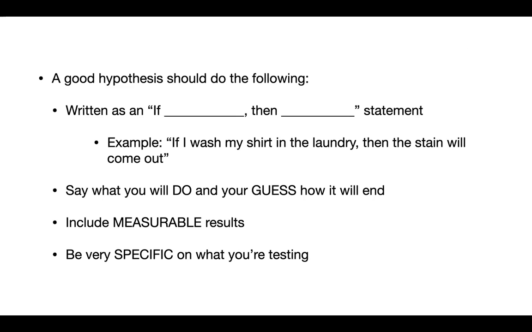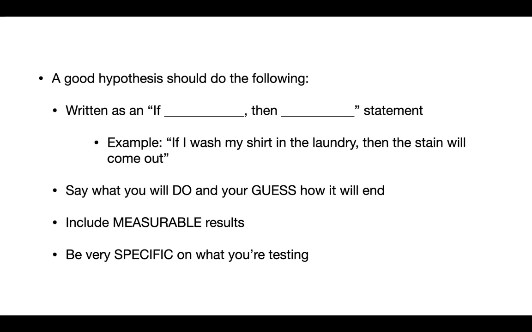Now, when you predict the outcome, it is a specific prediction. You have to say exactly what you think will happen or which side will win if you're comparing 2 different things. The example, as you can see there, if I wash my shirt in the laundry, then the stain will come out. You might even be able to be more specific and say, then you will no longer see pen on the shirt. So your hypothesis needs to say what you will do and your guess of how it will end, as you can see. It needs to include measurable results. Measurable meaning you can tell who won or lost.